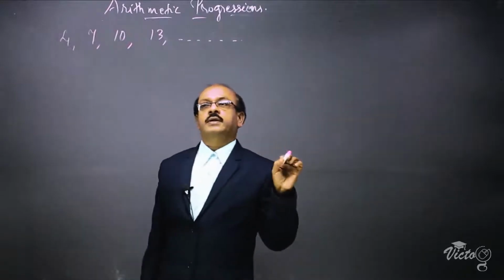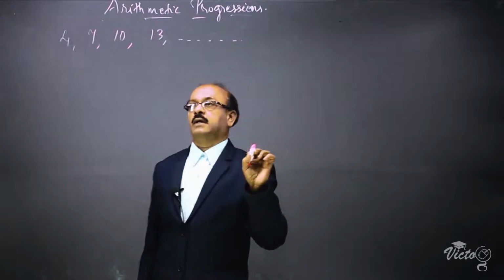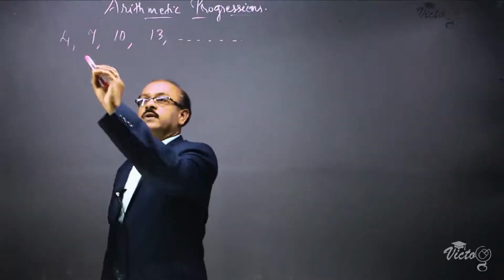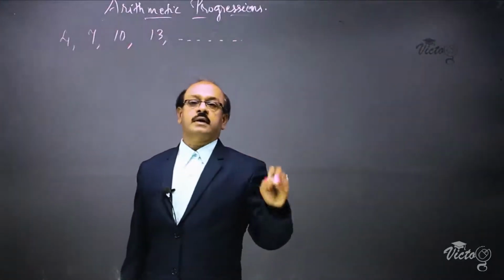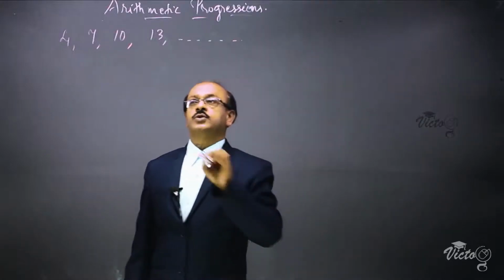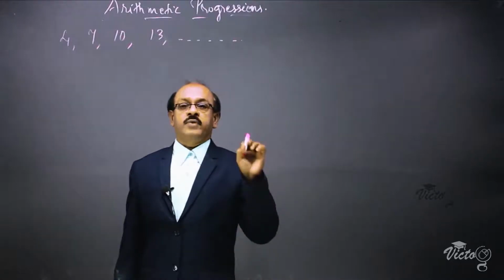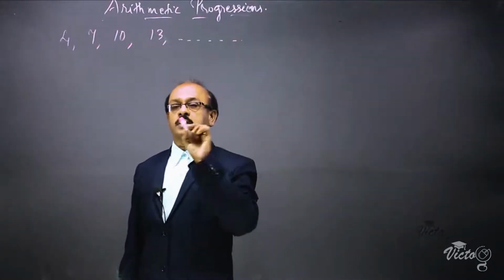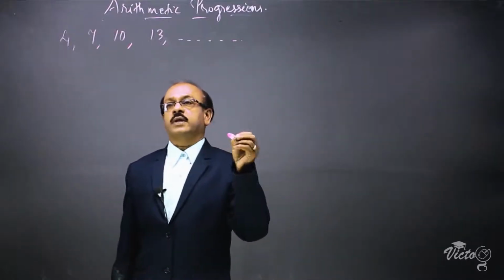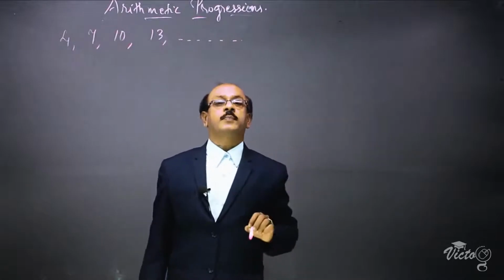What is the peculiarity of these numbers? The peculiarity of these numbers is when we are adding a particular number to the first term, we are getting the second term. Again, we are adding that particular number to the second term, we will obtain the third term. And we are adding the same particular number to the third term, we will get the fourth term. A sequence of numbers or a series of numbers in this manner is called an arithmetic progression.